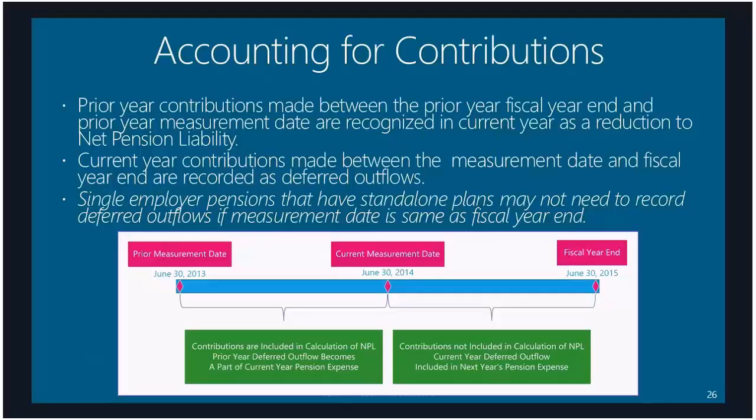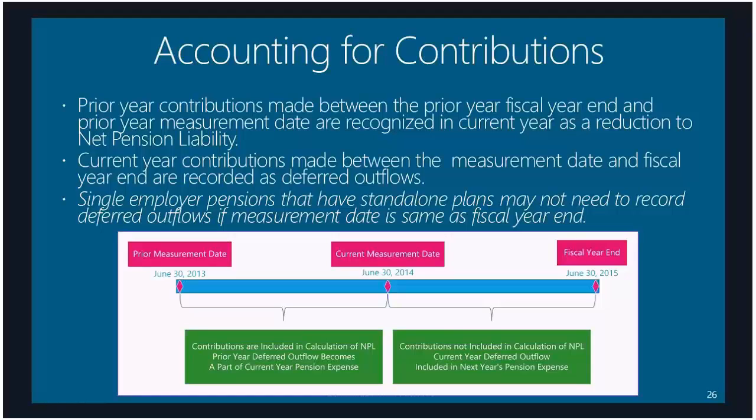On the left-hand side of the graph, there is the prior measurement date, which was the date the net pension liability was measured for the reporting purposes of the prior year financial statements. In the middle, there is the current measurement date, which is the date the net pension liability was measured for the reporting purposes of the current fiscal year. Unless the measurement date equals the fiscal year end date, most likely you will also have a third date, which is the current fiscal year end date that we show on the right-hand side.